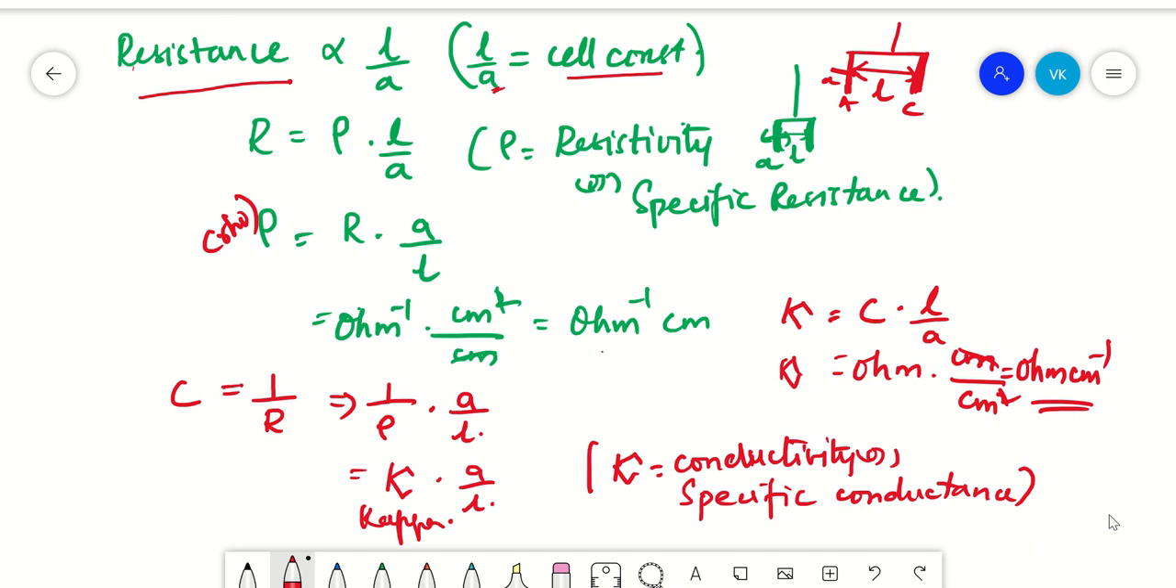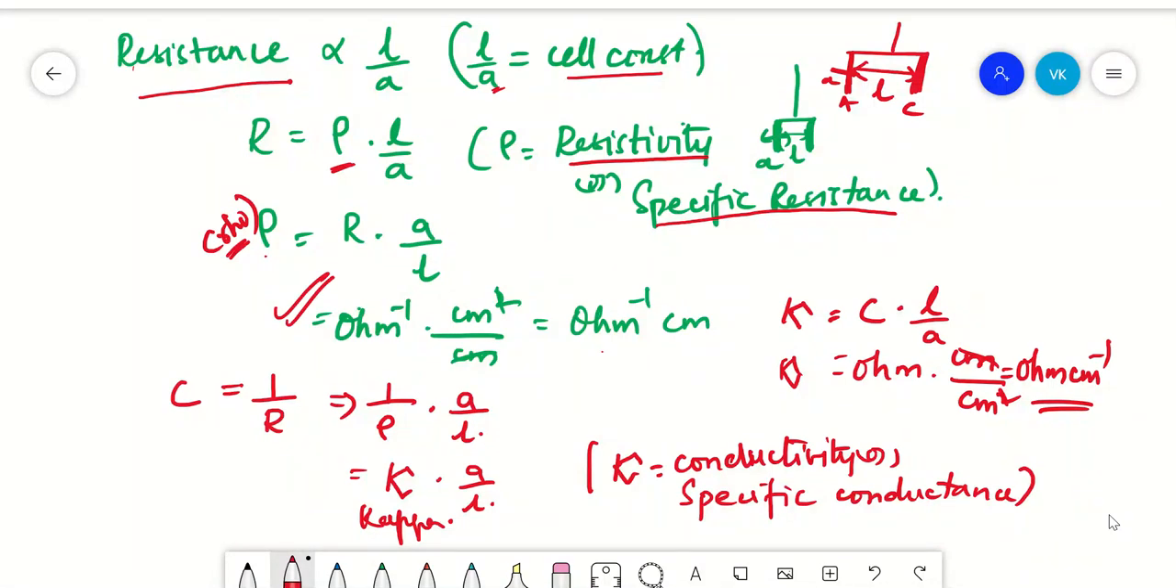Right? Now if you remove this proportionality by using a proportionality constant rho, R is equal to rho into L by A. Rho is nothing but your resistivity or specific resistance. The units are also very important in your electrochemistry part, where rho is equal to R into A by L. This will go to that side, R into A by L.